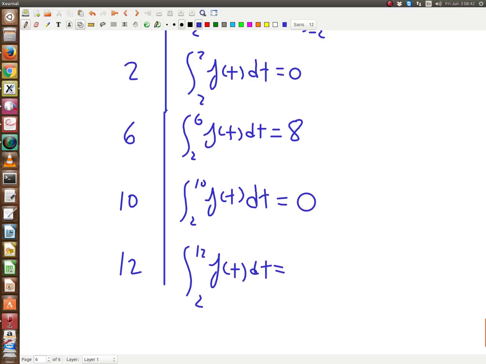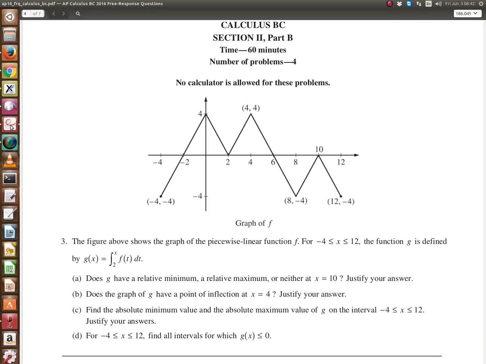And at the endpoint 12, what's the area from 2 to 12? Well, that's the area from 2 to 10 plus the area from 10 to 12, right? Well, from 2 to 10, it's 0. From 10 to 12, it's -4. So add them up, and you get -4.